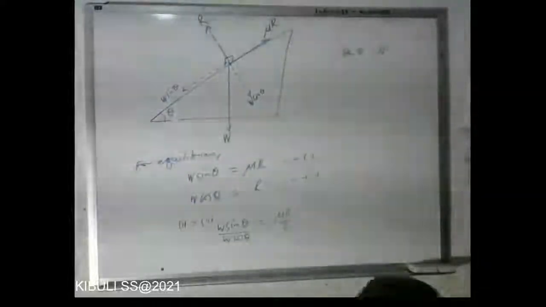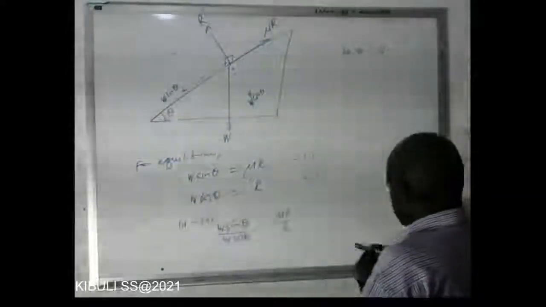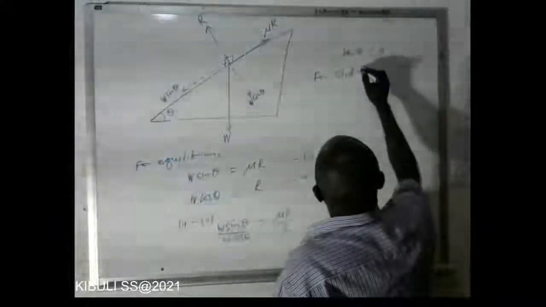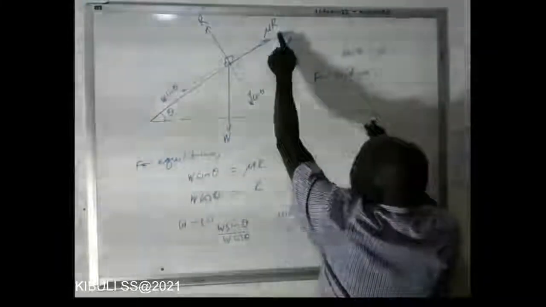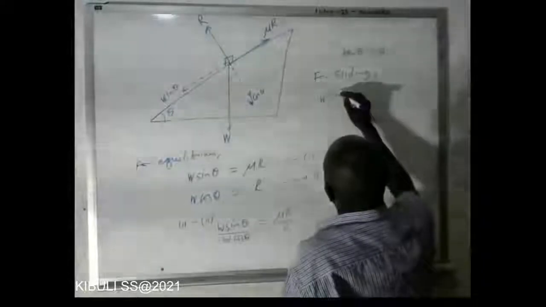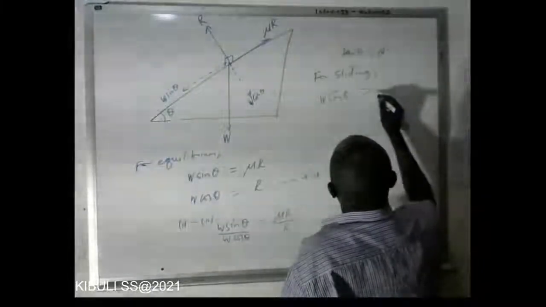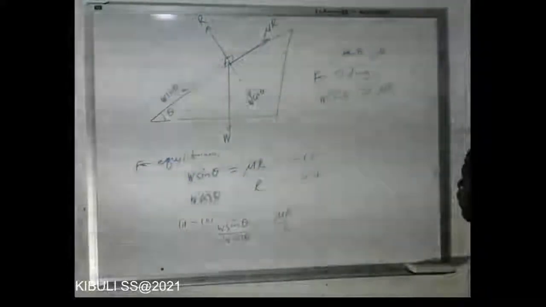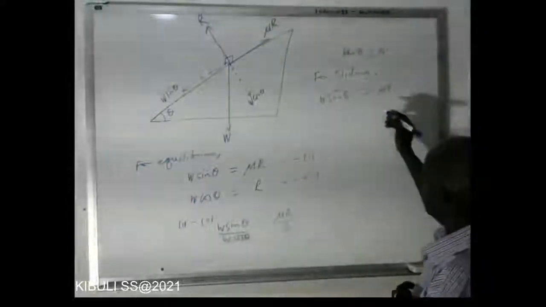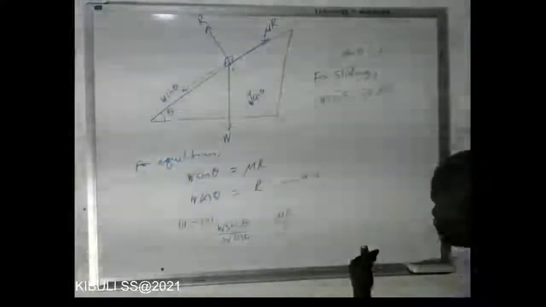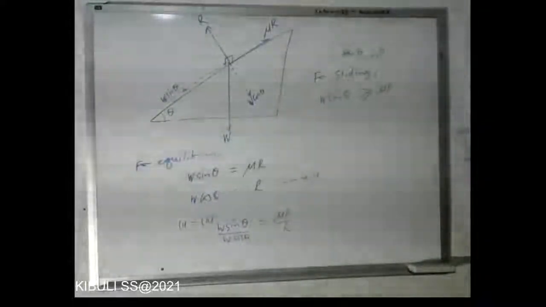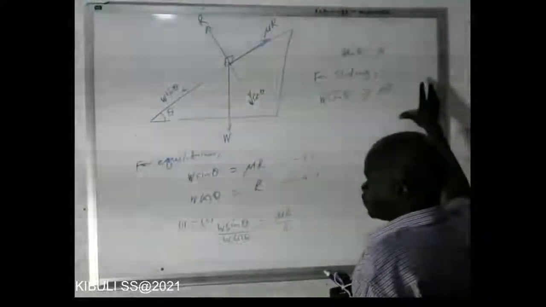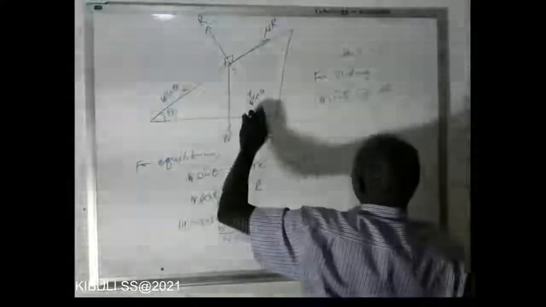Now, for the body to slide, for sliding to take place, this force must be bigger than this force. So we're going to say W sine theta must be bigger than mu R. It must be bigger than mu R, or we can say it must be bigger or equal. So let's look at the minimum condition for sliding. In order for this to slide, this one must be that. But of course, this is equal to this.